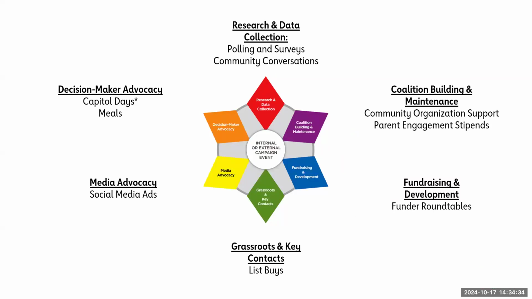So when you look at the Power Prism and each of its components, under research and data collection, it costs to run a poll or survey and to hold community conversations. As you're building your budget for your campaign, because most of us are dealing with policy campaigns, think about if a funder or a grantor is offering a $100,000 grant, how much of that money you will need for polling, surveys, community conversations.